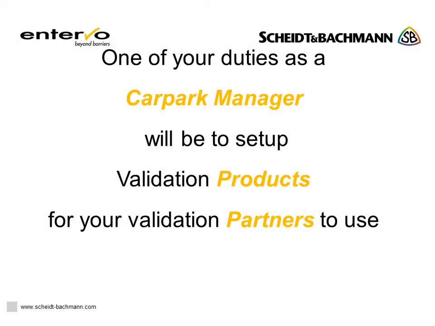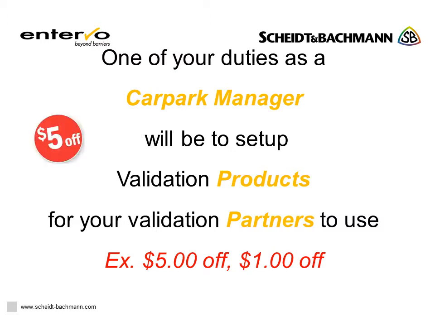The first thing we'll do as a car park manager is to set up validation products. Validation products are validations for your partners to use and could be various setups. For example, the most common is what we consider a fixed amount, which could be $5 off, $1 off, certain amounts. This can be calculated into hours as well, whereas if you had the first 2 hours were $1 each, you could say, we'll make this fixed amount $2 off, which would be the same as 2 hours off.